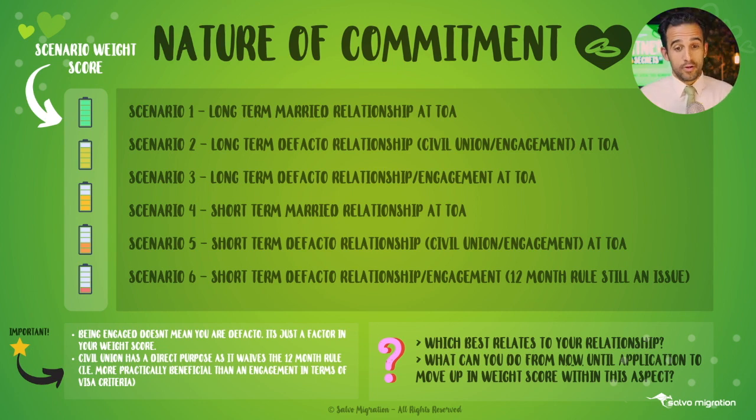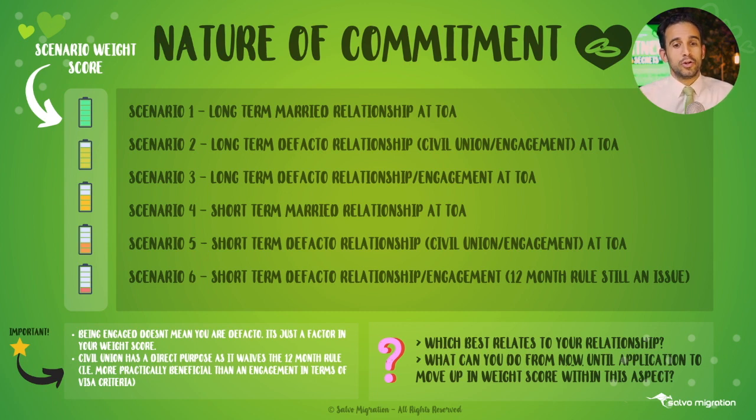So let's look at some scenarios. Scenario 1, and these I feel are quite logical. Okay, long-term married relationship at the time of application. So you are in a long-term married relationship before applying for a visa. Can't get much stronger of a scenario there in terms of the length of your relationship, how committed you are prior to applying, how long you've lived together for most likely before you applied, and what you see your futures to be, because you've already been married for as long as you have.